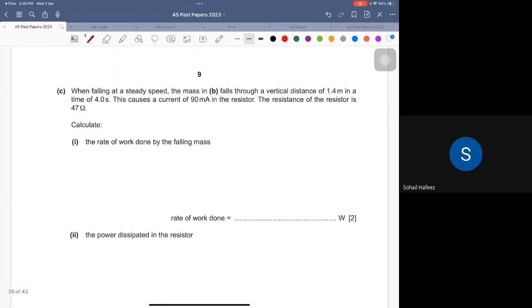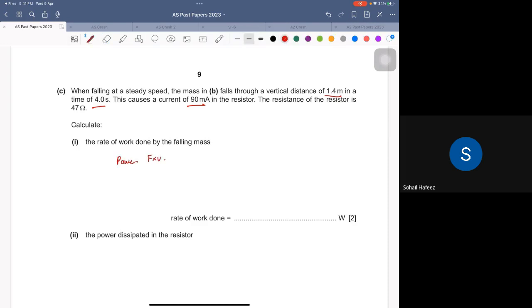Finally, it says when falling at steady speed, the mass falls a vertical distance of this in a time of 4. This causes a current of this, and the resistor is this. Calculate the rate of work done by the falling mass. Okay, so work done... you have to do the rate of work done, which is the power. You've got to find the power.